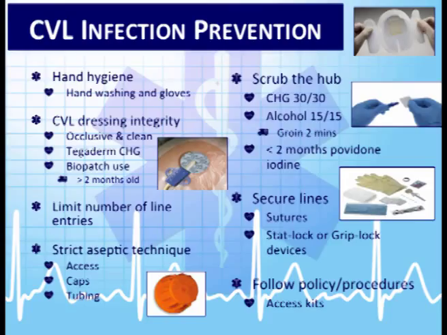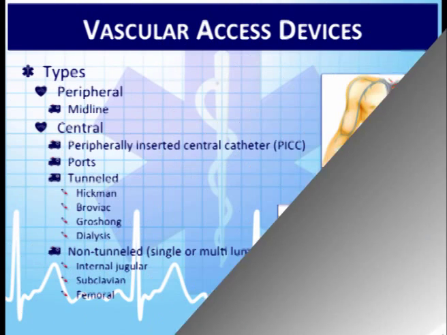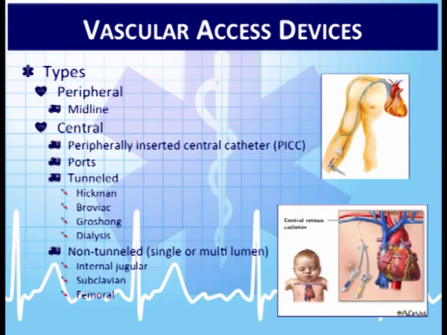You might have access kits. The access kits are really nice because everything you need to access your central line is in there. However, I don't know money-wise how expensive they are. Some departments might choose to order their equipment separately or have different equipment. All right, any questions on the devices, indications, anything so far?